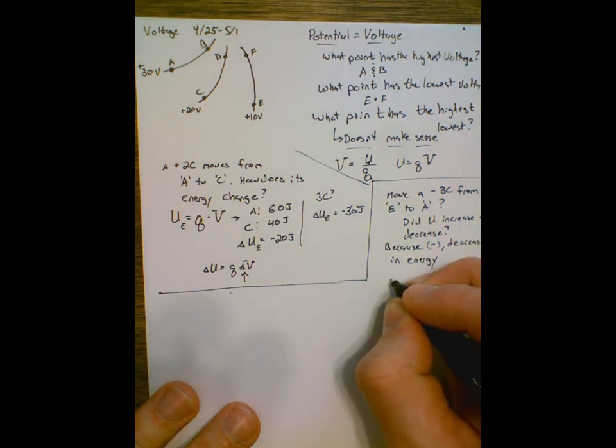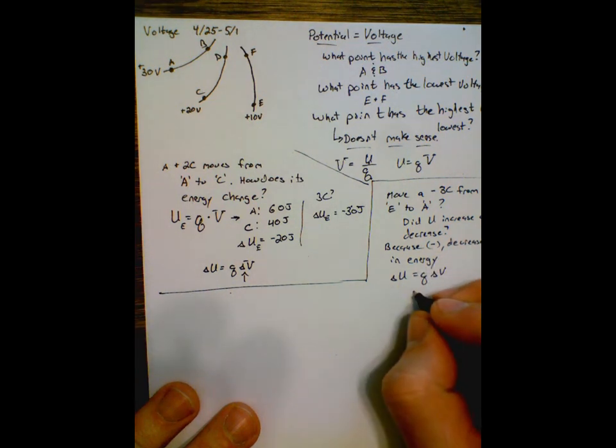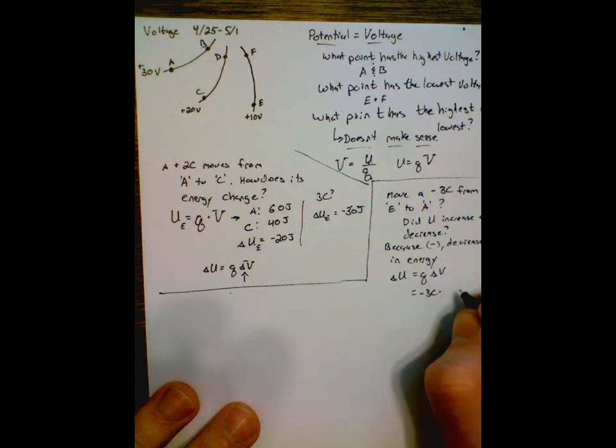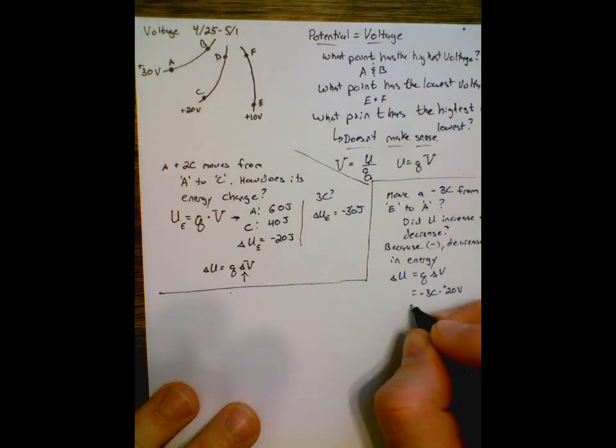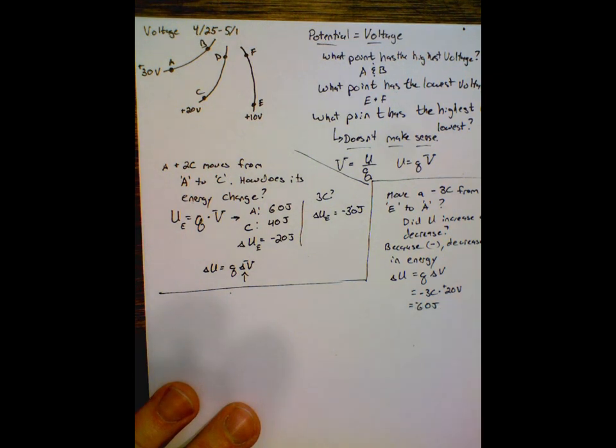We have delta U is equal to Q delta V. I have negative 3 coulombs times a change of 20 volts. Positive because I'm gaining as I move from E to A. I'm losing 60 joules of energy.